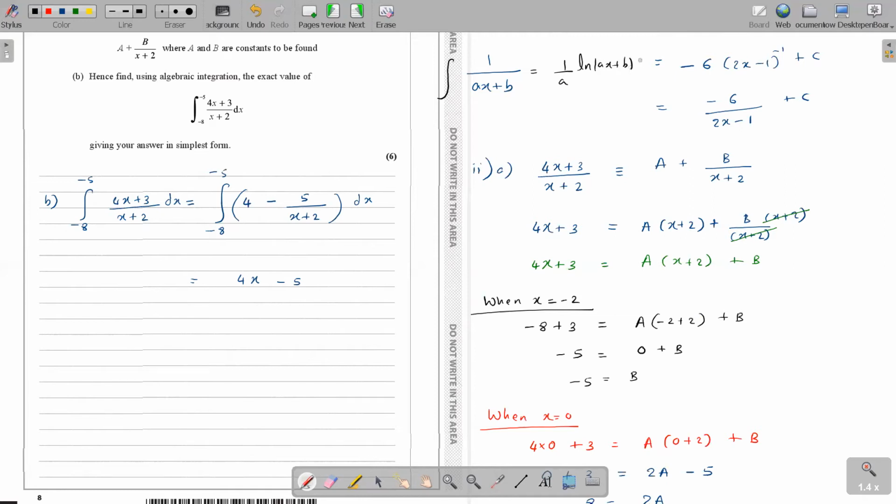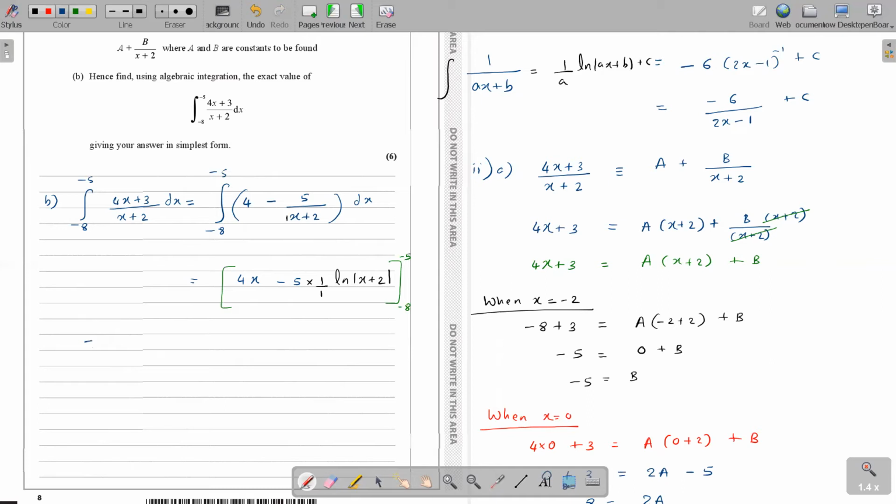These are rules that you need to know. So 1 over a times ln of ax plus b. Okay, so this is the integration of 1 over ax plus b. So minus 5 times the integration of 1 over x plus 2: the a value here is 1. So 1 over 1, you don't have to write it, times ln of x plus 2. And you don't have to put the plus c because we actually have limits here, from minus 5 to minus 8.